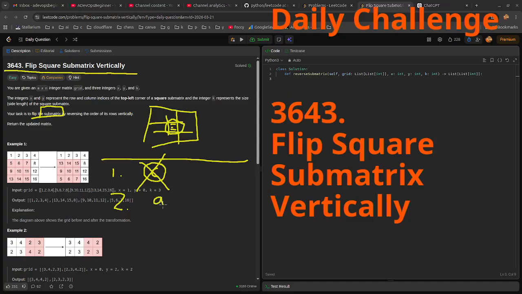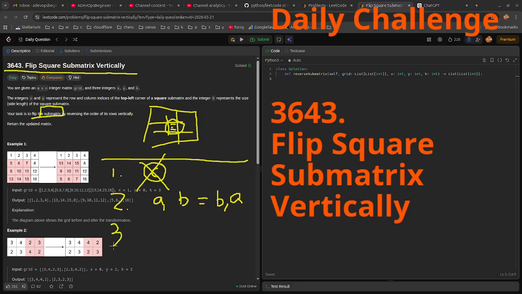One way we can do it is, when we're talking about flip, I'll take it as a swap. So how do we swap two values? You can use this trick: a, b = b, a. This is how we swap two values.